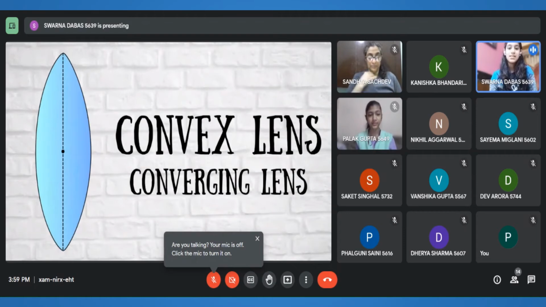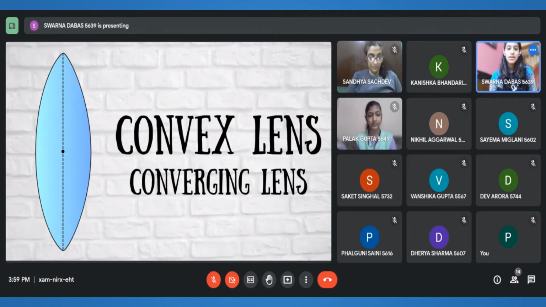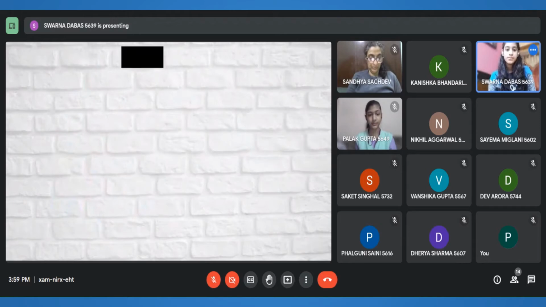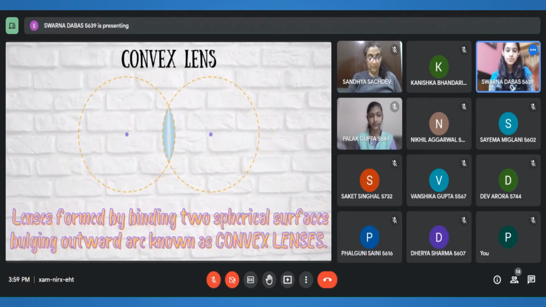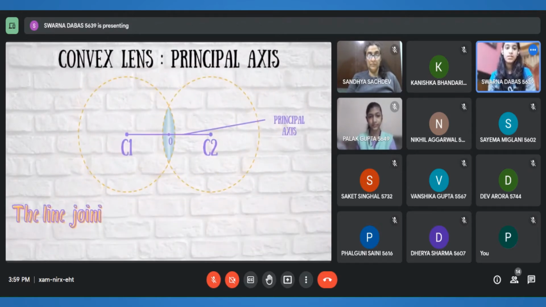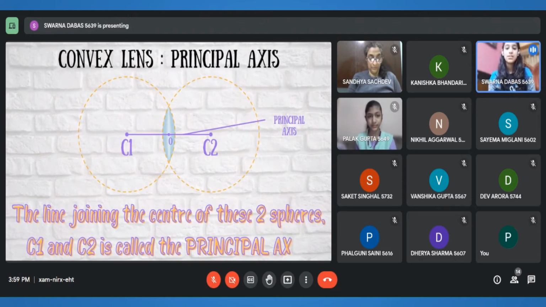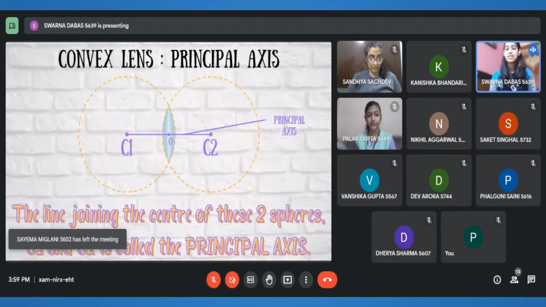A convex lens is also known as a converging lens. Why? That we will see in the coming slides. A convex lens is made by two spherical surfaces bulging outwards. Now let's take a look at different parts of this type of lens. The very first part of the lens is the principal axis, which is made by joining the centres of the two spheres by which a convex lens is made, in this case C1 and C2.